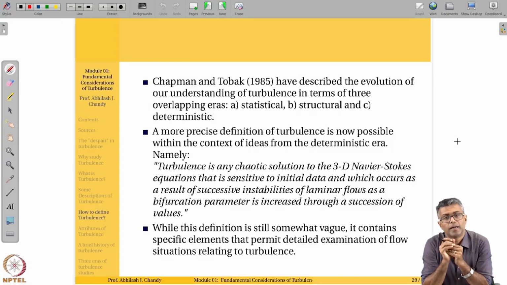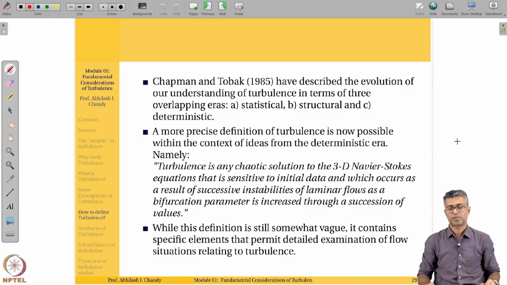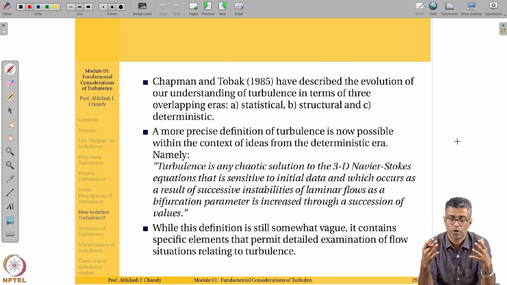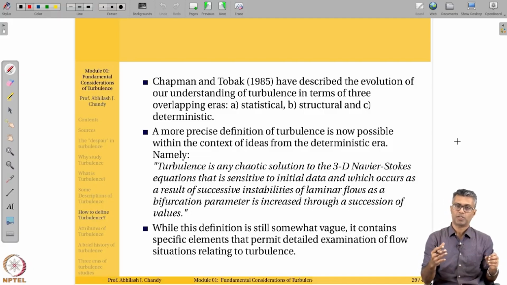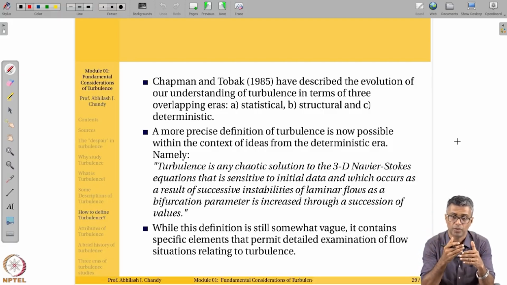So here, Chapman and Tobak described the evolution of turbulence as three different eras: the statistical, the structural, and the deterministic. And we'll go over each of these in detail. But you have to understand what these terminologies are. Statistical would mean averages, variances, statistics, right? Structural would mean looking at the structures of turbulence and trying to make sense out of it. Deterministic means you're trying to determine the solution.